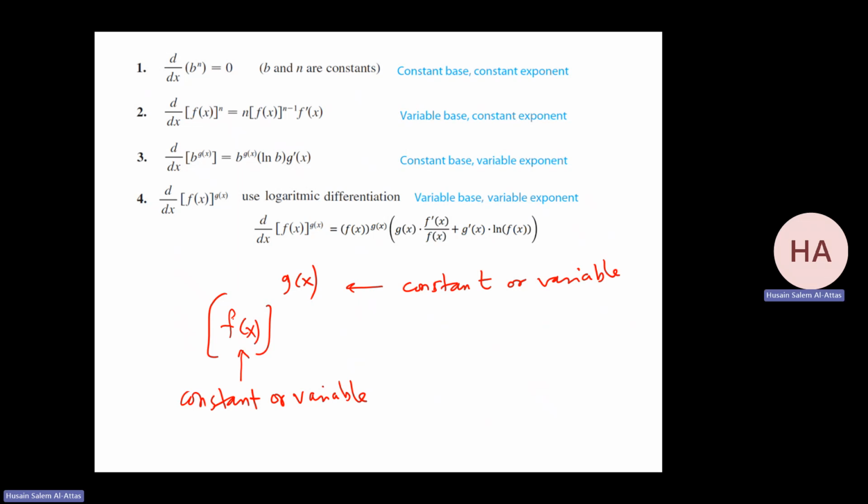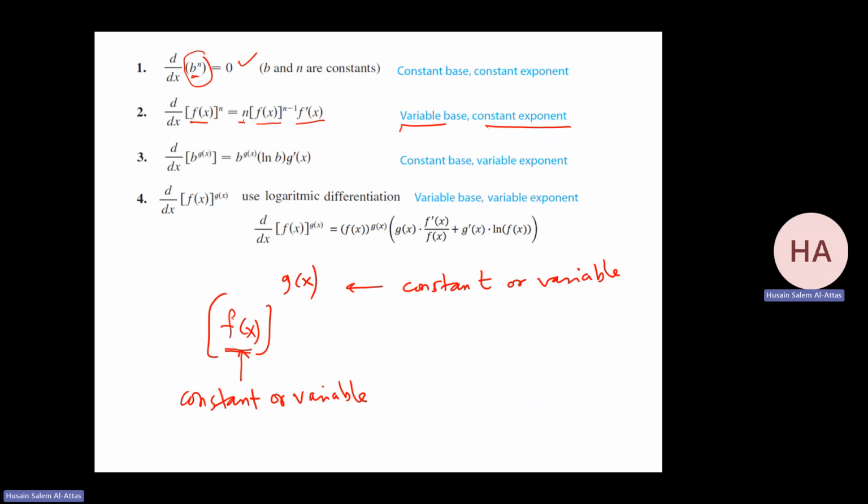If both f and g are constant, so you have constant to the power of constant, then all of this is constant, so the derivative is 0. Now if f is non-constant and g is a constant, so you have a function to the power n, a variable base and constant exponent, the derivative will be n f of x to the power n minus 1 times f prime of x.